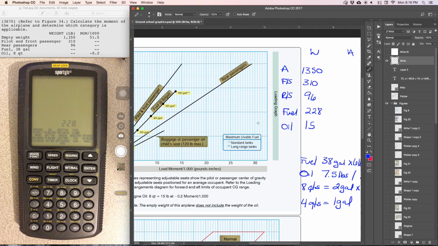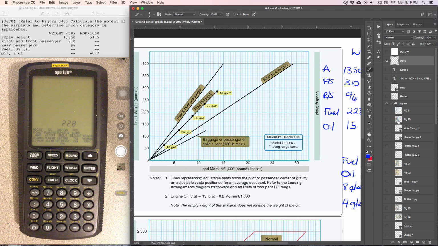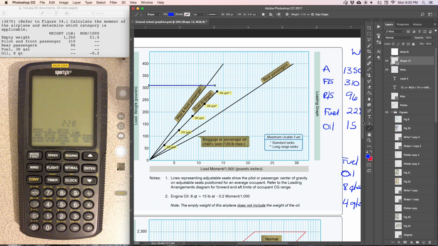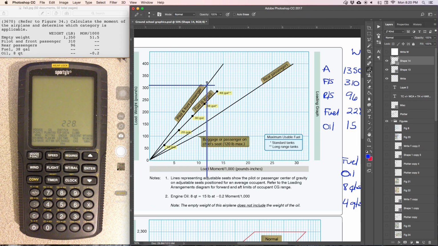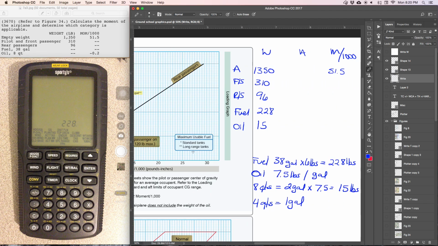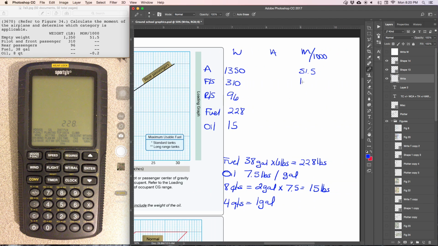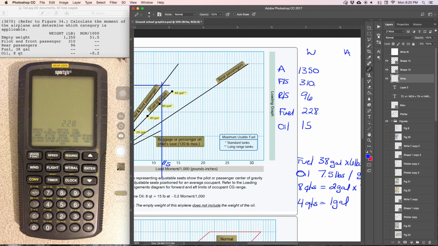Now we need to look at this chart and determine the moment of each of these. If we go to about 310 and draw a line straight across until it intercepts the pilot and front passenger line, and then draw a line straight down from that point, that's going to give us about 11.5 for the moment. So front seat, 11.5.